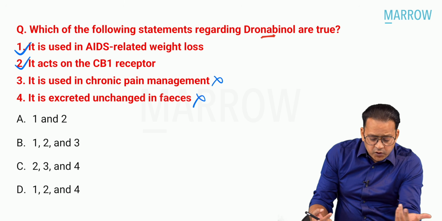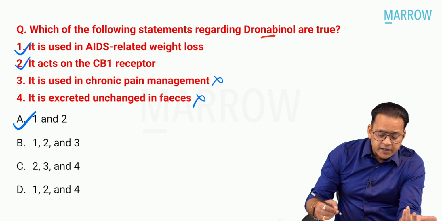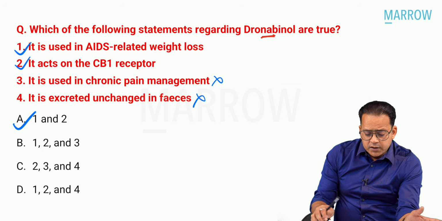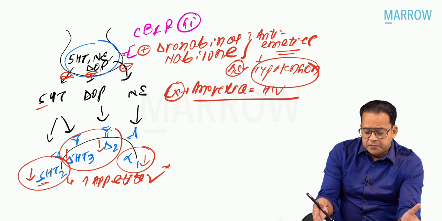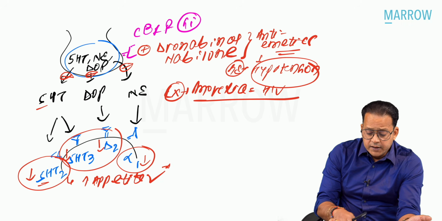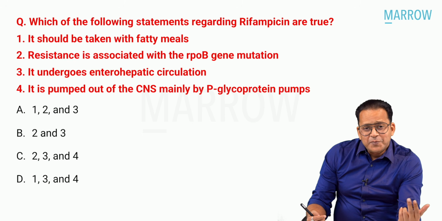So here 1 and 2 are correct. So yes, option A is correct. Right, guys. So this is Dronabinol, a drug. Its side effect is hypotension, plus these other uses. All right. Now, another multiple option correct.